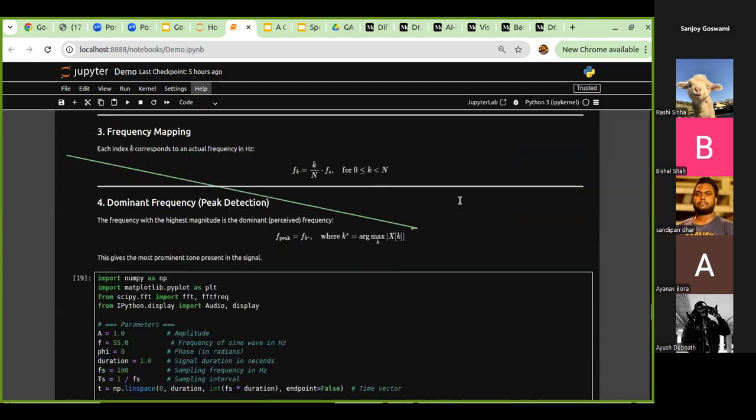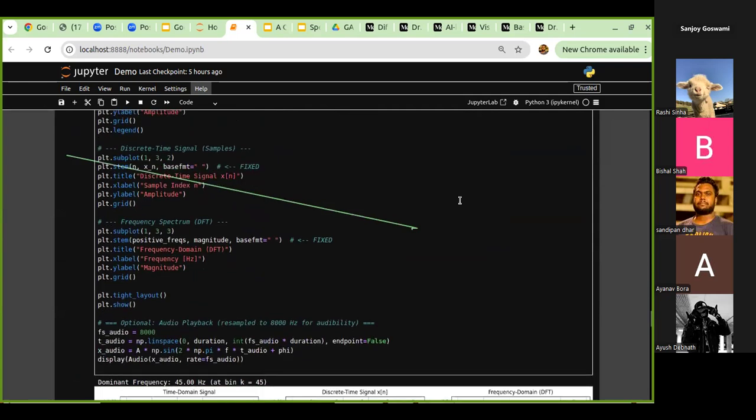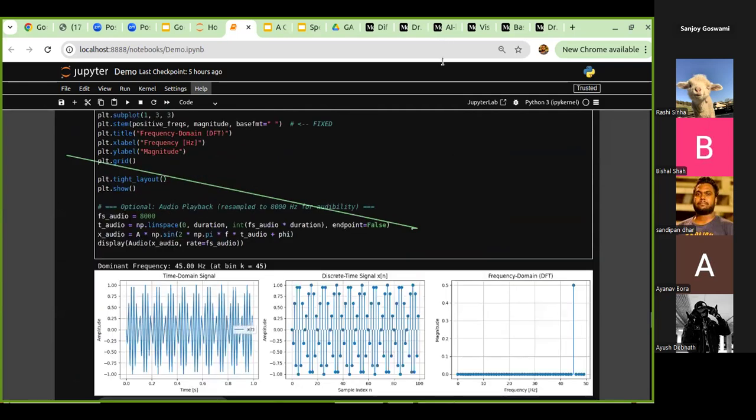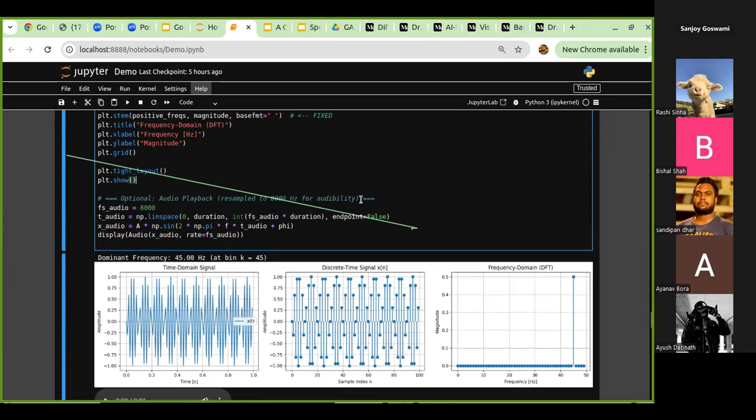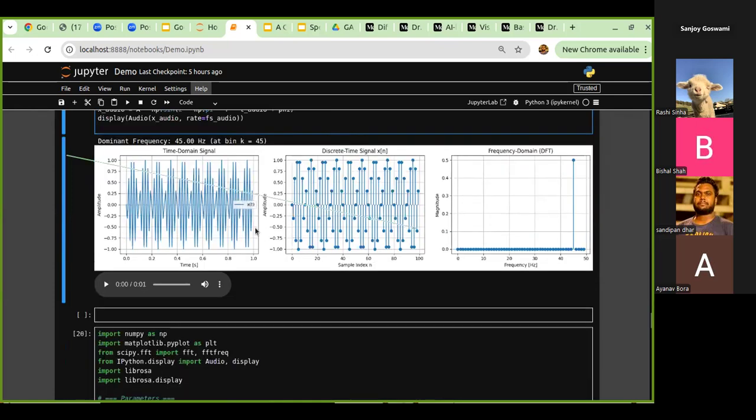Now let's try to understand the very basics of signal processing, such that we can directly jump to speech processing. Do you have any idea about signals, time domain, discrete domain, or not? No, sir.